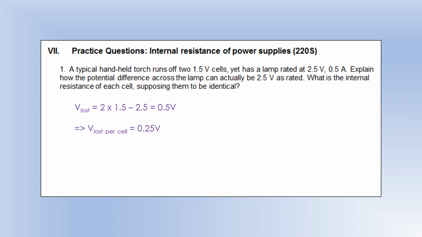So we can work out how much potential difference there is across the internal resistances. I'm going to call that V lost. The output should be 3 volts, but the actual output is 2.5. So we must have lost 0.5 inside the cells. There are 2 of them, so we must have lost 0.25 in each, because they're identical. And then once we know the potential difference, we know the current, so we can figure out what the internal resistance is. It's 0.5 ohms.